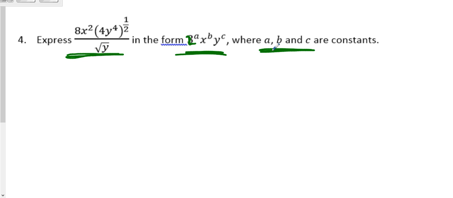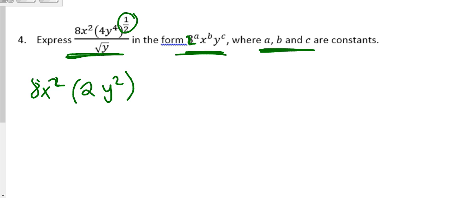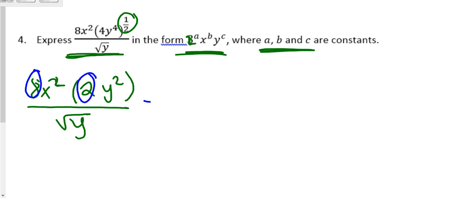So we know that we can raise these things to 1/2. A 1/2 means a square root. So we're going to leave the 8x squared for a minute. That's a squared. And then we're going to have the square root of 4, which is 2, the square root of y to the 4th, which is y squared, all over the square root of y. Then we have 2 numbers on the top, 2 and 8. We can multiply those together. 2 times 8 is 16. Then we have x squared, y squared over square root of y.